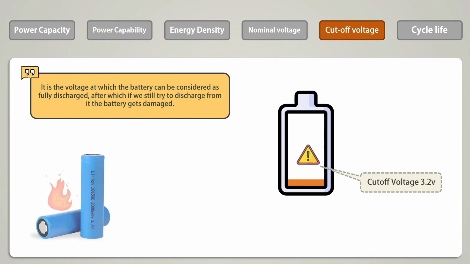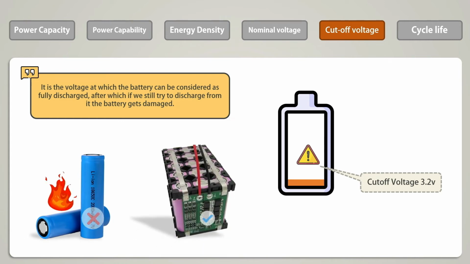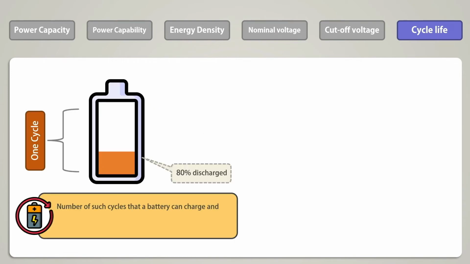In order to protect the battery from over-discharge and to charge the battery properly, we use BMS or battery management system. Cycle life. Let's consider a battery is fully charged and it is discharged to 80% of its actual capacity, then the battery is said to have completed one cycle. Likewise, the number of such cycles that a battery can charge and discharge defines the cycle life. The more the cycle life, the better will be the battery's quality.